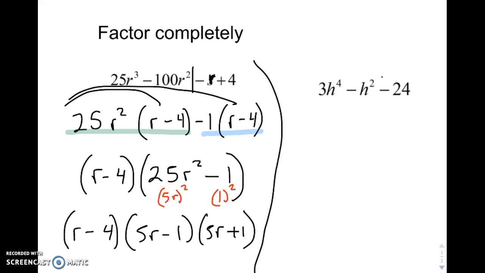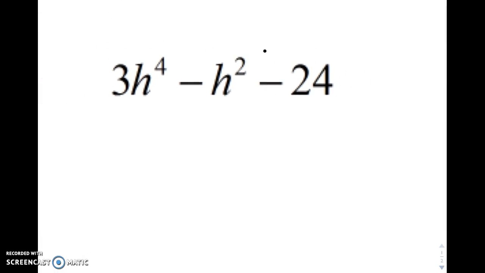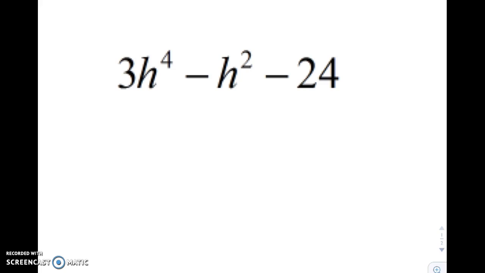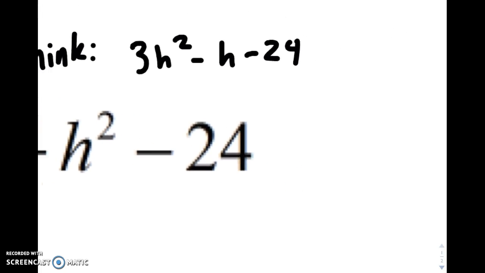We'll use a little bit of the same skills over here, though we're going to rely more on our quadratics. You see this is an h to the 4th and then an h squared and then a constant term. We want to think about this one as if it was 3h squared minus h minus 24. The reason it's called quadratic form is that it resembles a quadratic. It's not a quadratic, it resembles a quadratic. It's very similar. So how would we solve this above? How would we factor this?